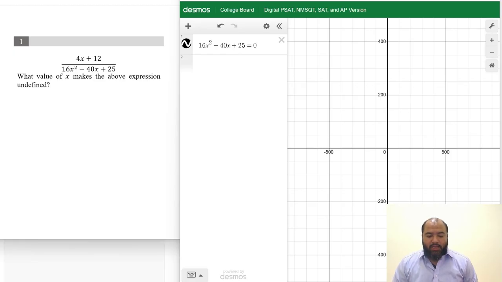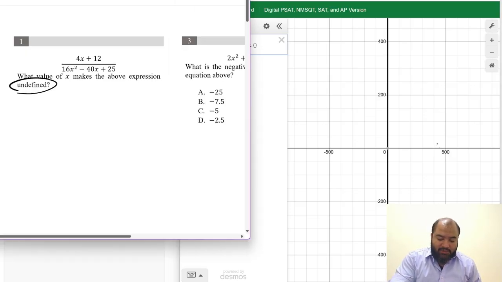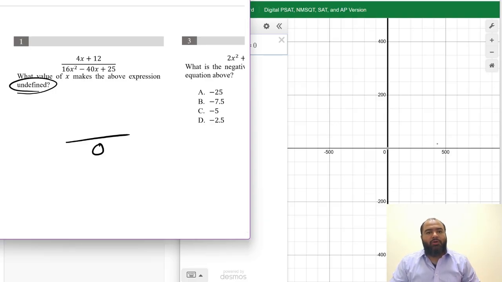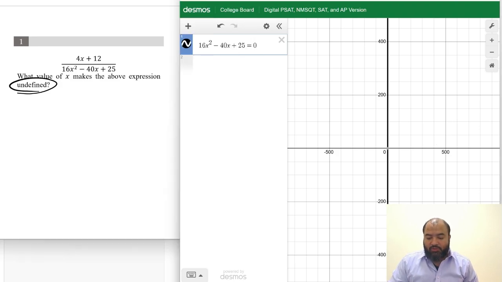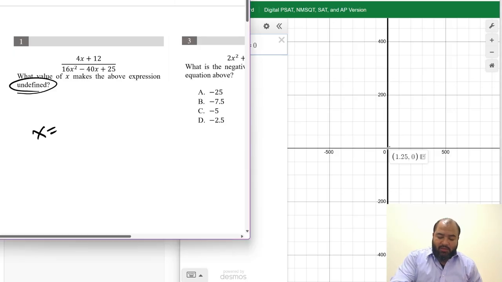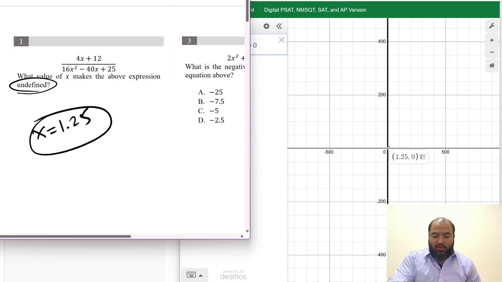So we're on advanced math part 2. The question number 1 is saying, what value of x makes the above expression undefined? As you can see, we're going to use Desmos. But before that, undefined means the denominator of the fraction will be 0. We do not accept it. That means undefined. So what we're going to do is type it into Desmos. So I did type it in already, as you can see. So the point here is 1.25. So if x equals 1.25, the expression will be undefined.